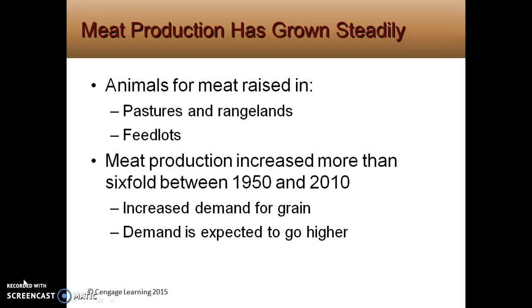Between 1950 and 2010, there's been a six-fold increase in meat production, which means there's been increased demand for grain. And the demand is only going to increase because meat production is going to continue to increase as well. Keep this in mind when you are asked a couple questions later, because I'm going to ask you how this impacts the economics of farming and agriculture and money being spent by consumers. So keep that in mind when we continue on.